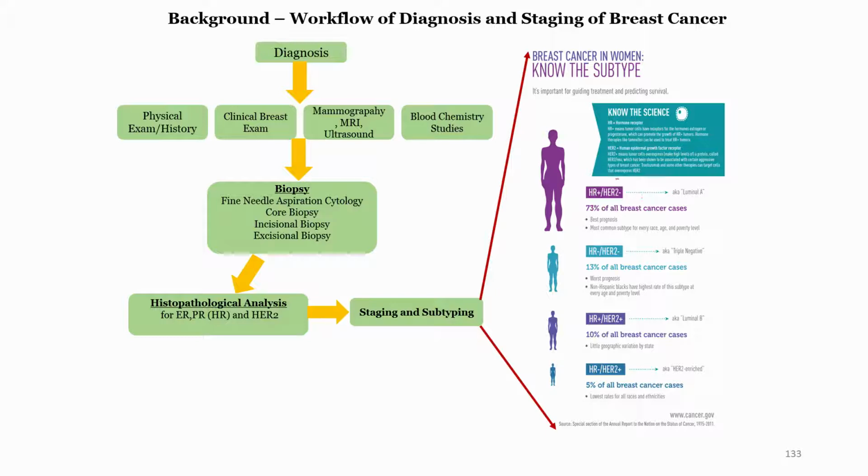73% of all breast cancer is HR plus HER2 minus, where 13% is also called triple negative breast cancer, very dangerous, HR minus and HER2 minus, while 10% and 5% are for HR plus HER2 plus and HR minus HER2 plus.